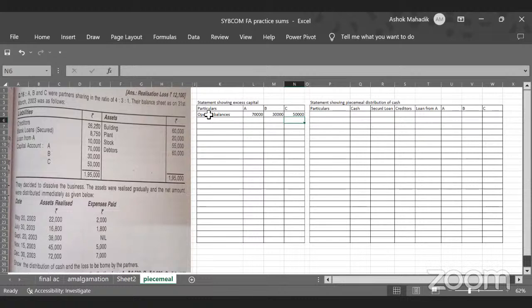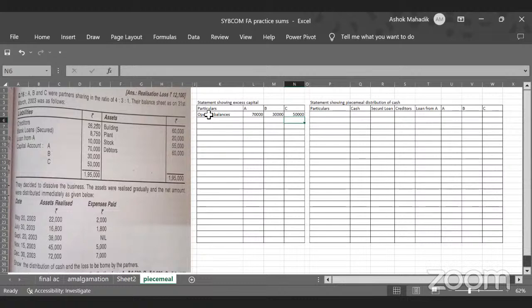As I told you, first write the opening balances. Clear? Sometimes they may give current account balances also. So current account balance will be added to this opening balance only. If it is on the liability side, same side, add it. If it is on the asset side, subtract it.